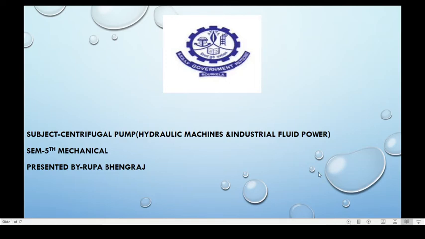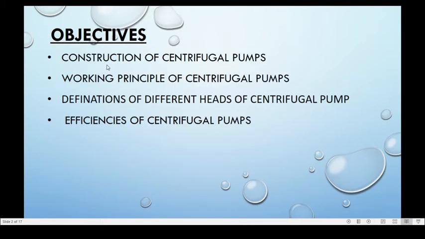Good morning, students. Today we are going to start a new chapter, that is centrifugal pump. So let us look into the main objectives of centrifugal pump. First is the construction of centrifugal pump, then the working principle of centrifugal pump. Next is the definition of different heads of centrifugal pump, and the last is the efficiencies of centrifugal pump.